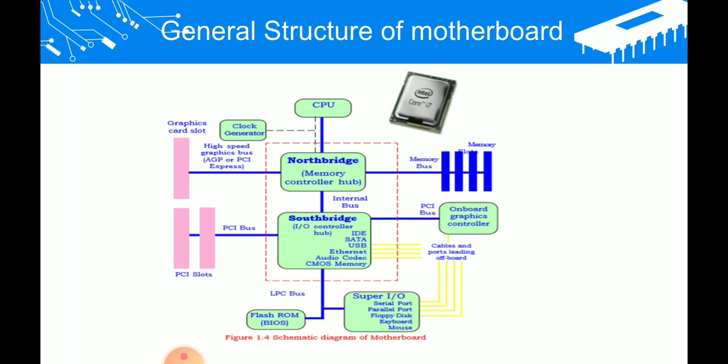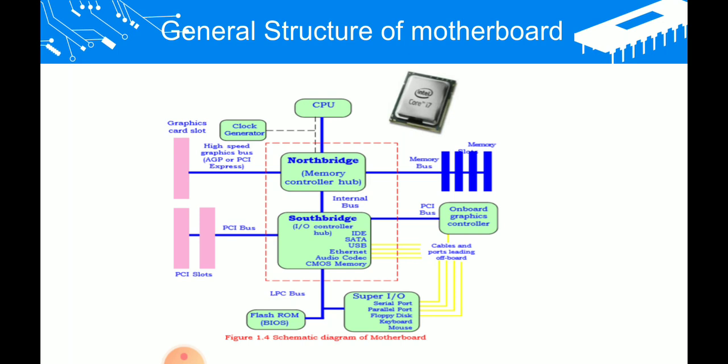The components which are high speed, that is, which work at high speed, are managed by the north bridge. Here the CPU is the high speed processor, RAM is the memory which works faster, and the video card is the fastest working slot.